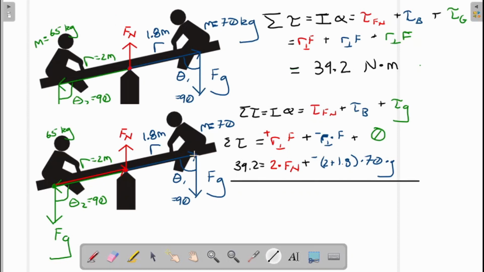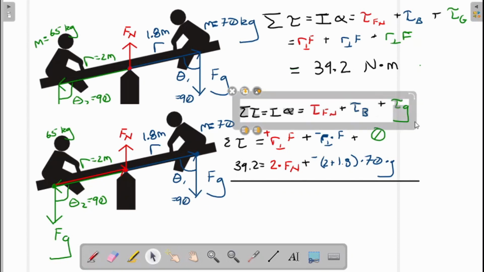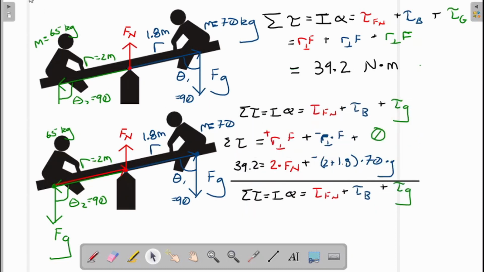An interesting follow-up to this is, what if I had chosen the blue point? What if I had measured everything from here? In this case, the problem setup doesn't change too much initially. The big difference in this case is when I go to do my vectors. In this case, my normal force will be negative. My blue will be 0 because my point of rotation is here. And my green will still be positive, but in this case, have a radius of 2 plus 1.8.